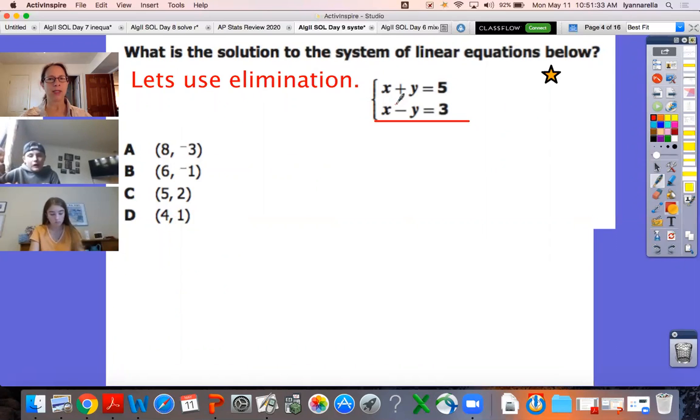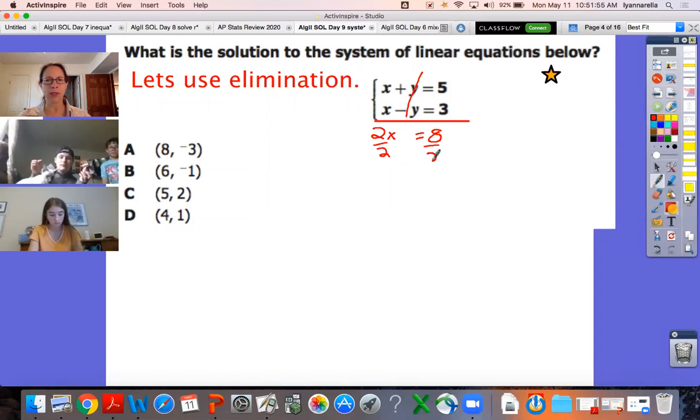So this one I said, let's use elimination because look how perfect they line up. X, y, 5, x, -y, 3. So if I add the x's, I get 2x. If I add the y's, they go to 0. And if I add the constants, 5 and 3 is 8. So I know if I divide both sides by 2, x is going to be 4.